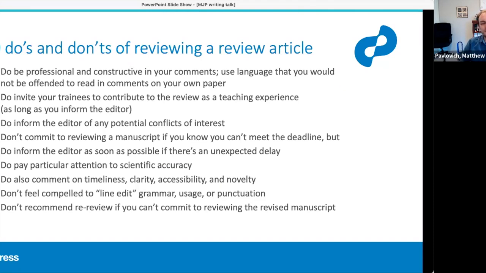Don't recommend re-review if you can't commit to reviewing the revised manuscript. Sometimes you'll have reviewers say, oh yes, this needs to be reviewed again. And then you send them the invitation to review again and they decline it. And it's like, well, if you didn't want to review again, why did you recommend that? As always, ask the editor if something isn't clear or if you need guidance.